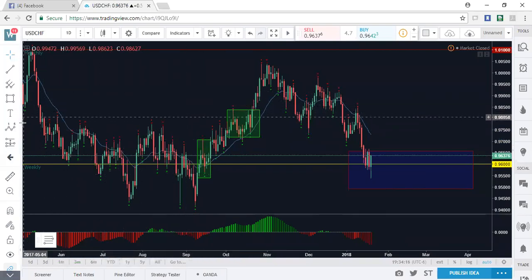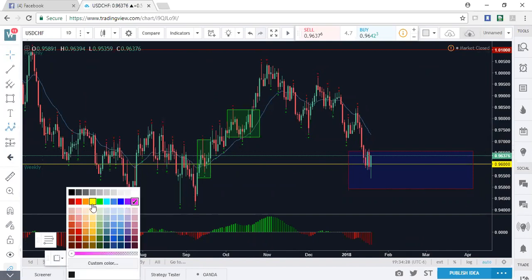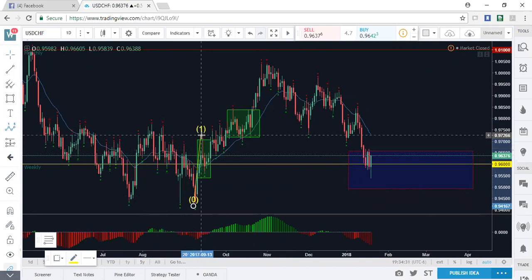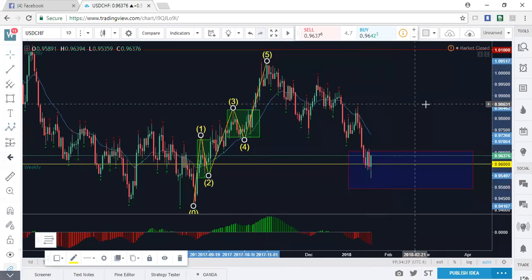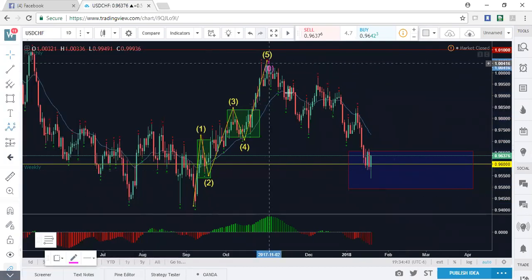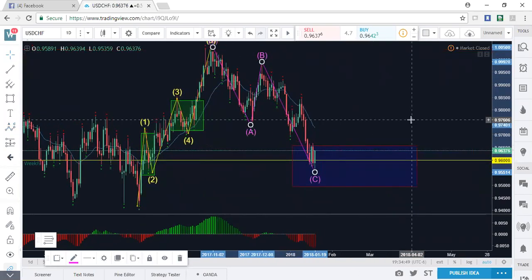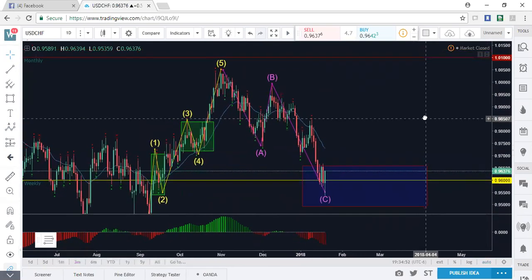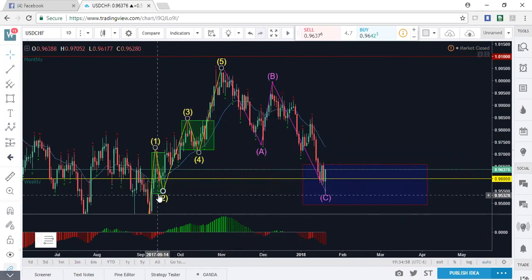Okay, now let me mark this up. Let's see. One. Oh, change that color. Let's go with yellow. All right, now let's do the A, B, C. This high, this low, this high, down there. All right, so that's the complete cycle, guys, on the charts that we're looking at.